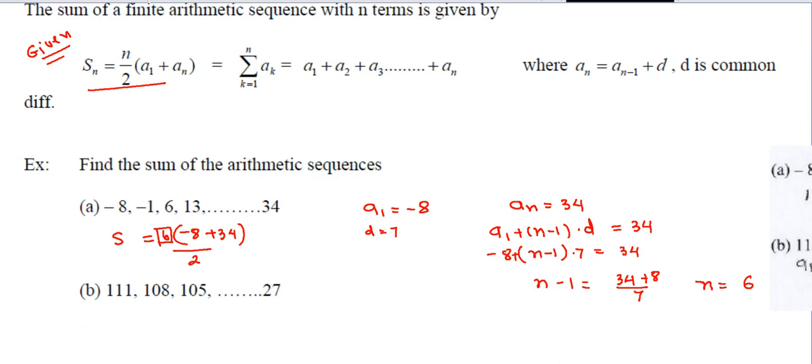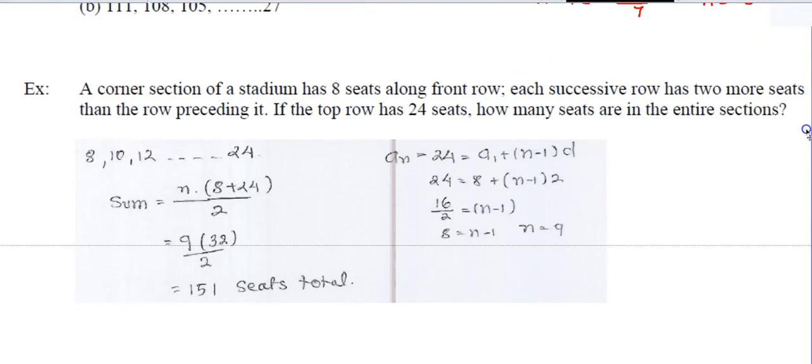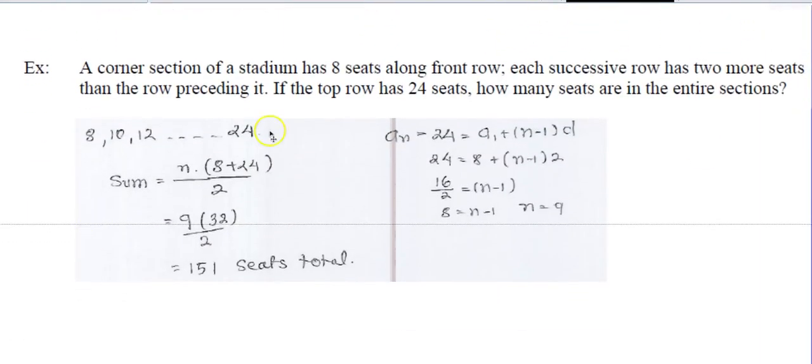Okay, so where do we use this? This is a very typical word problem. The corner section of the stadium has 8 seats in the front row, and each successive row has 2 more seats than the preceding row. The top row has 24 seats. How many seats are there in the entire section?